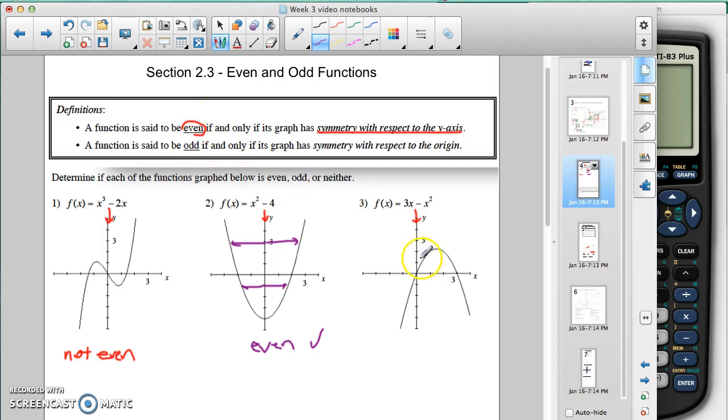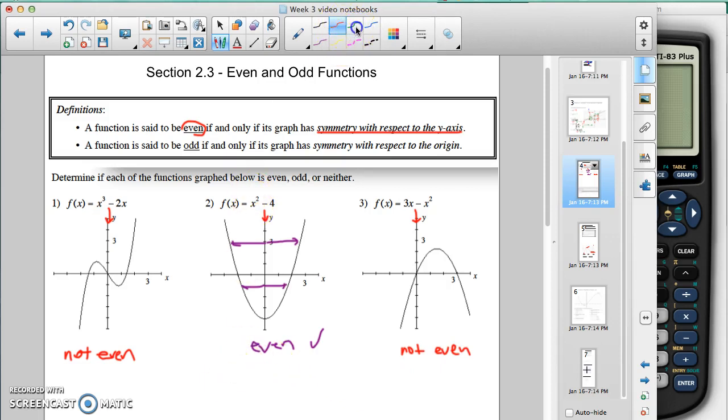So let's check this one out. If we check on this one, we go to the right of the y-axis, and then we go to the left. We do not see something over here graphed over there. So this one is not even also. Now we're going to check for odd. We need to check the non-even ones for being odd.